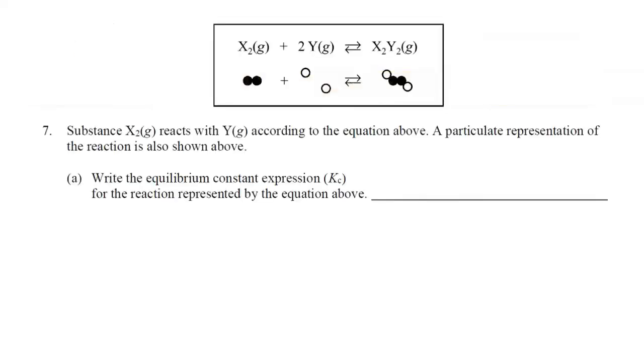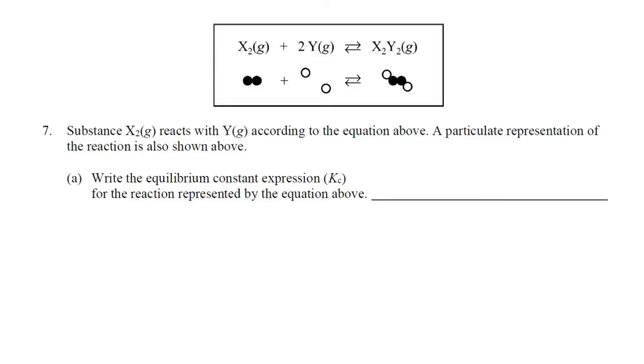This is question 7 from your packet. It says, substance X2 reacts with Y according to the equation above, in which 1 mole of X2 reacts with 2 moles of Y to produce 1 mole of X2Y2. A particulate representation of the reaction is also shown above, in which 1 particle of X2 reacts with 2 particles of Y to produce 1 particle of X2Y2.